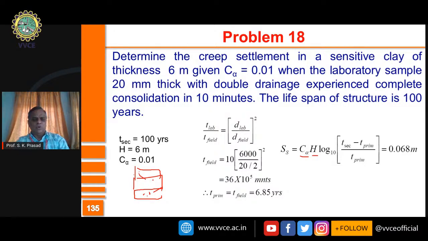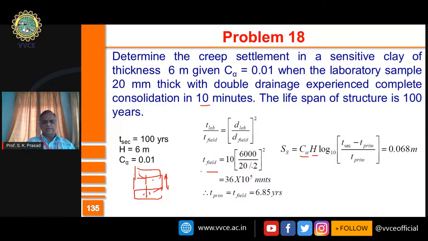Okay. So the drainage is double. That means the water can travel a maximum distance equal to the thickness by 2 of the clay layer. So time taken in the laboratory for a small specimen is 10 minutes. But how much time is taken in the field for 6 meter thick?